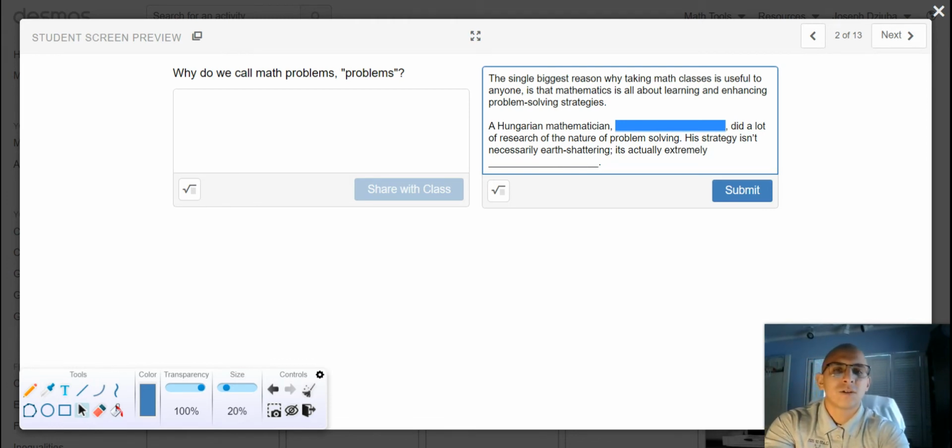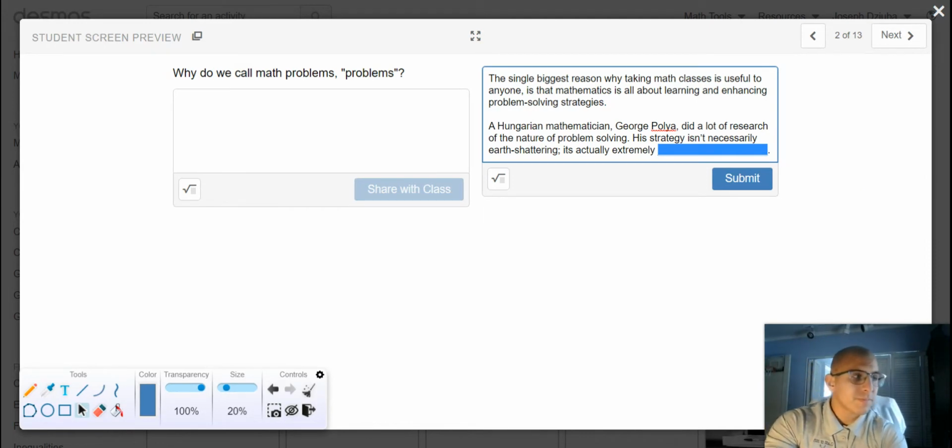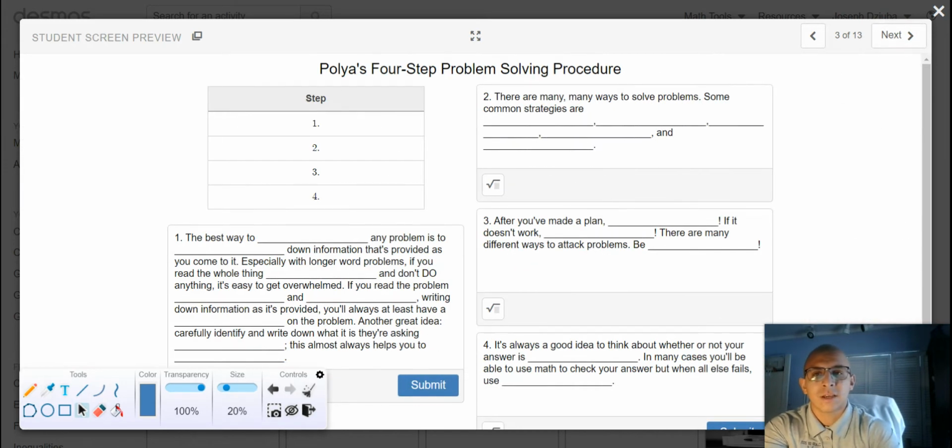And so enter a Hungarian mathematician, George Polya, who did an extensive amount of research on the nature of problem solving. His strategy isn't necessarily earth shattering, it's actually extremely simple. However, he was kind of the pioneer of this research around problem solving techniques. So, what does Polya's four-step problem solving procedure look like?